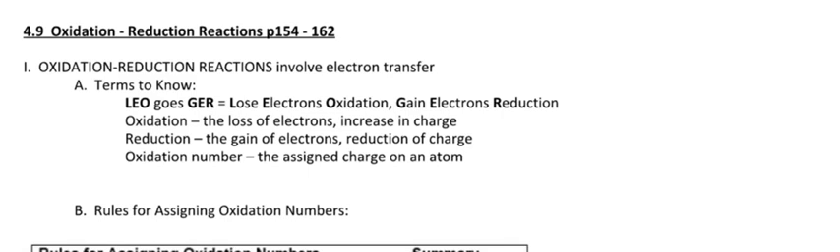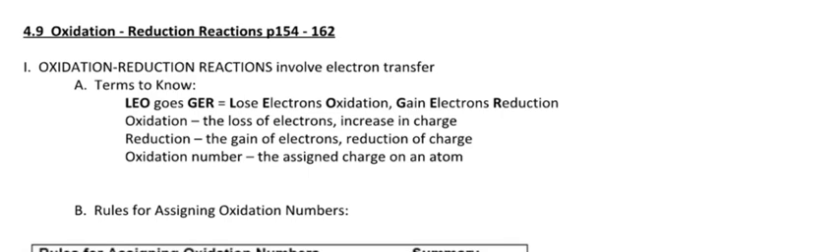So what is this? LEO goes GER. Please learn that, memorize that, so you can sound like a pirate. Grr, grr. I think last week was Pirate Week, but anyway. LEO is loss of electrons, so electrons are going to be on your product side. GER: gain of electrons is reduction, so electrons are going to be on your reactant side. You might want to jot that down if that helps you.